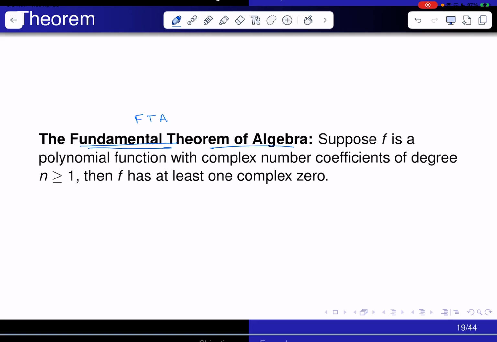Fundamental theorem of algebra. Suppose f is a polynomial function with complex number coefficients. So that means the coefficients could be complex numbers. They don't have to just be real numbers. They could be imaginary, you could even have roots in the coefficients. Of degree n greater than or equal to 1. So it needs to at least be what? It's got to at least be linear. So we're throwing horizontal lines out. It's got to at least be a line.